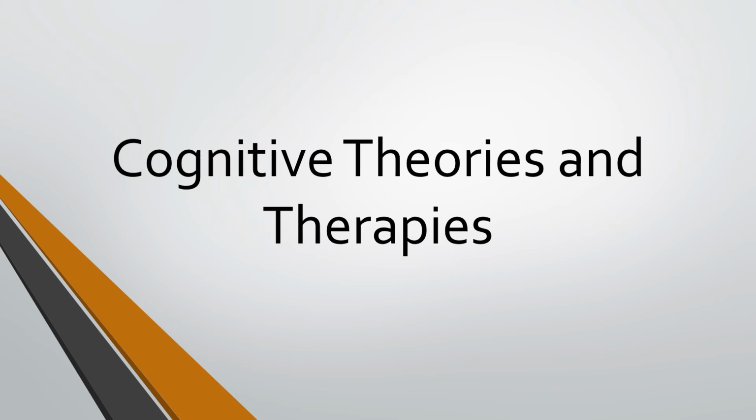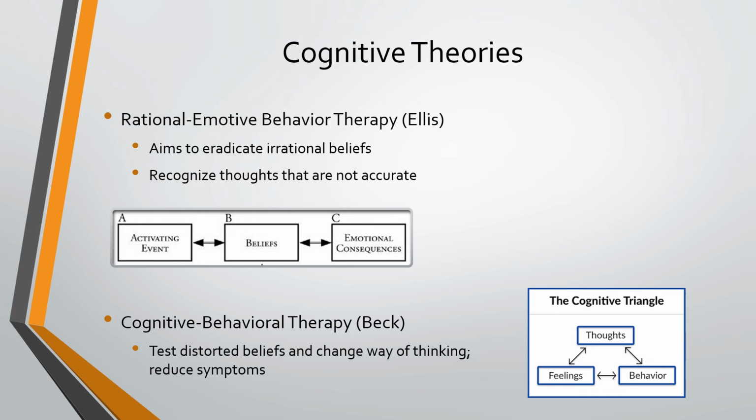So behaviorists focused on increasing, decreasing, or eliminating measurable behaviors, but they really didn't focus on the thoughts that were involved with the behaviors. So let's look at some of our cognitive theories. And those include Ellis and Beck. So Ellis had a rational emotive behavior therapy. They wanted to remove core irrational beliefs by helping people recognize the inaccurate thoughts.